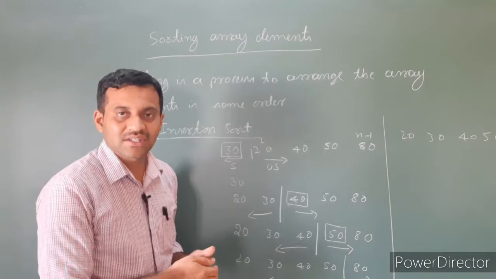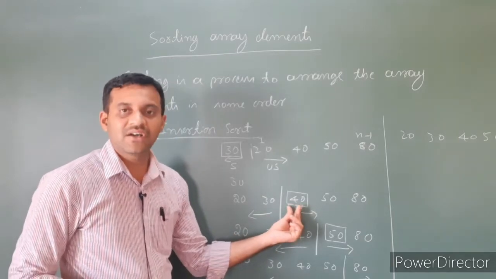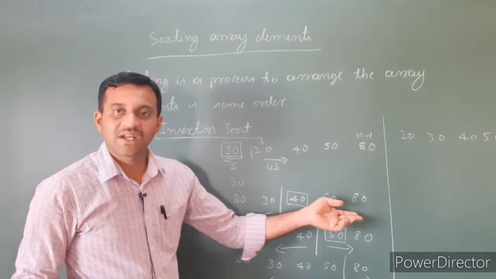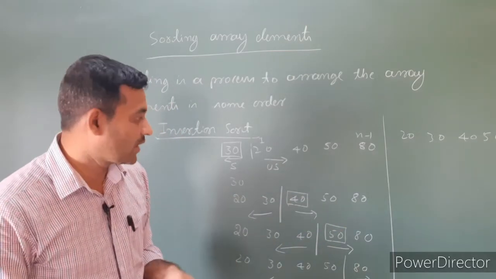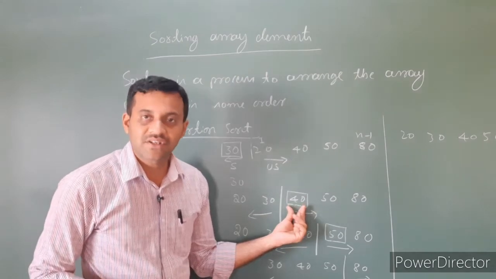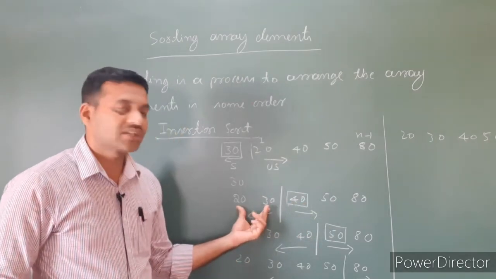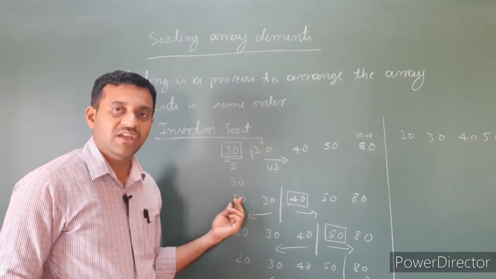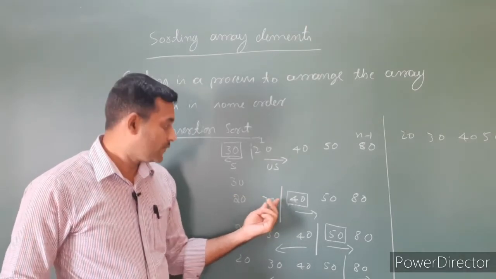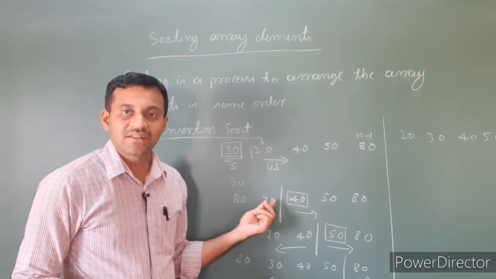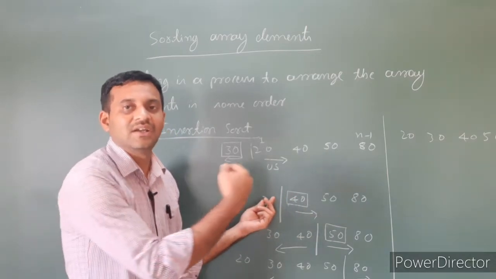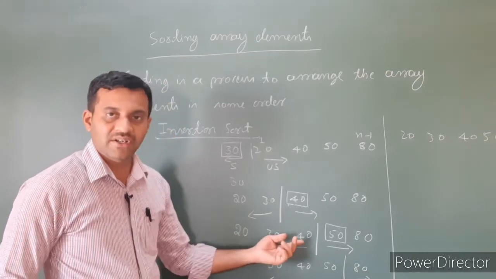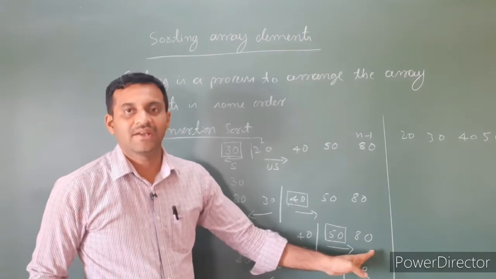Then in the next iteration we access the next element from the unsorted portion. So 20, 30 are the sorted portion, and 40, 50, 80 are the unsorted portion elements. We access the element from the unsorted portion and compare it with the sorted portion elements. First we compare with 30, then with 20. But right at the beginning 40 is greater than 30, hence it is inserted at the right side. So the sorted elements become 20, 30, 40, then unsorted are 50 and 80.